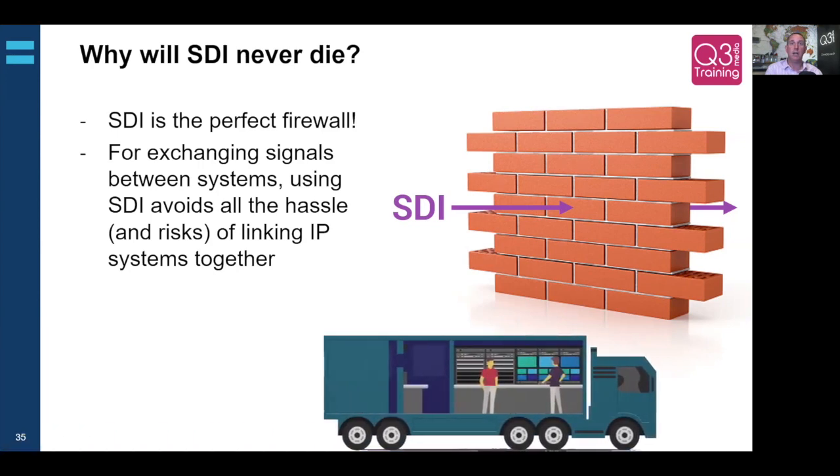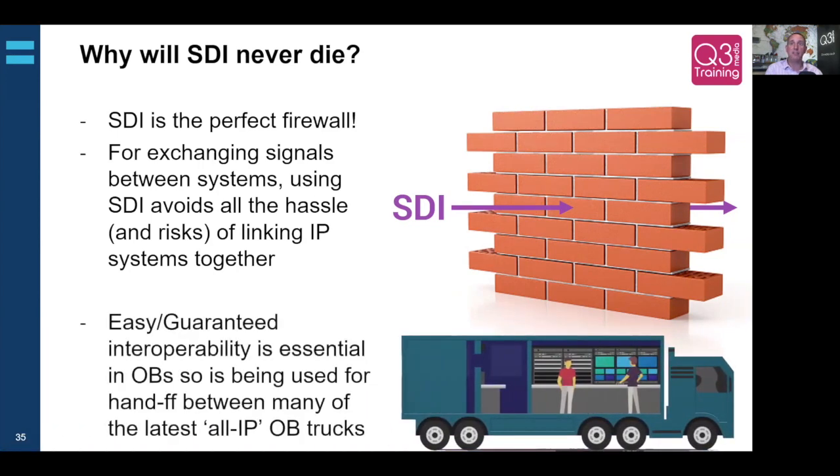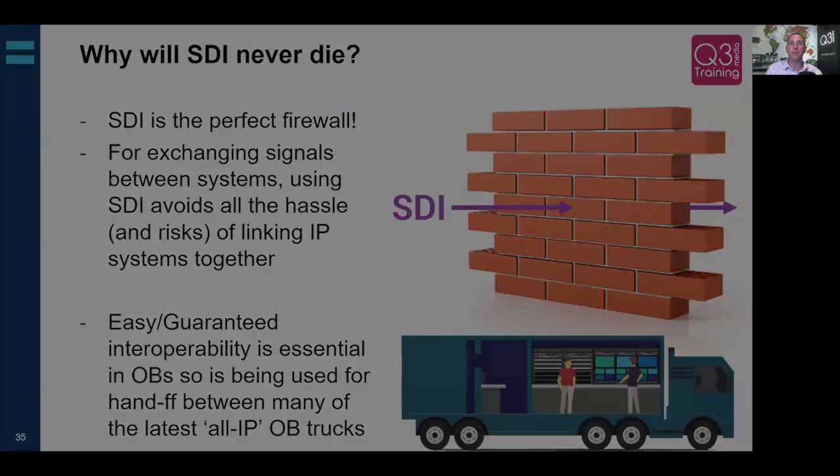Which is why one area where SDI is still being used is on a lot of the latest all-IP OB trucks. You'll actually find a lot of IP to SDI interface cards, so that the handoff point to an adjacent truck or an adjacent system that they need to connect into might still be SDI on the backplate of that truck. So again, I think we're going to see SDI around for quite some time.